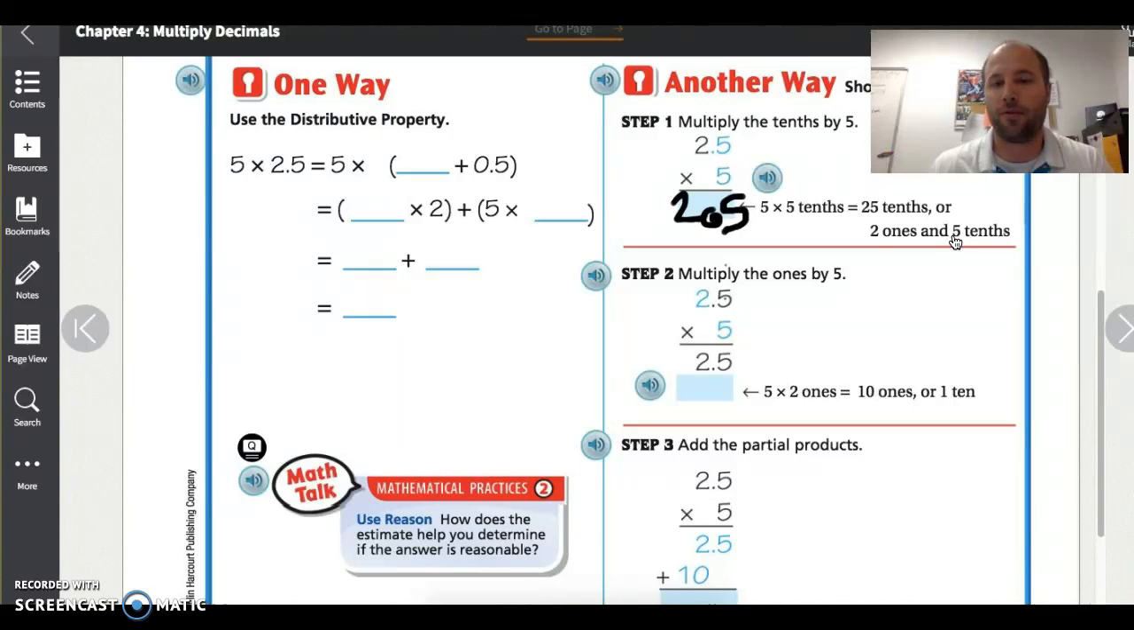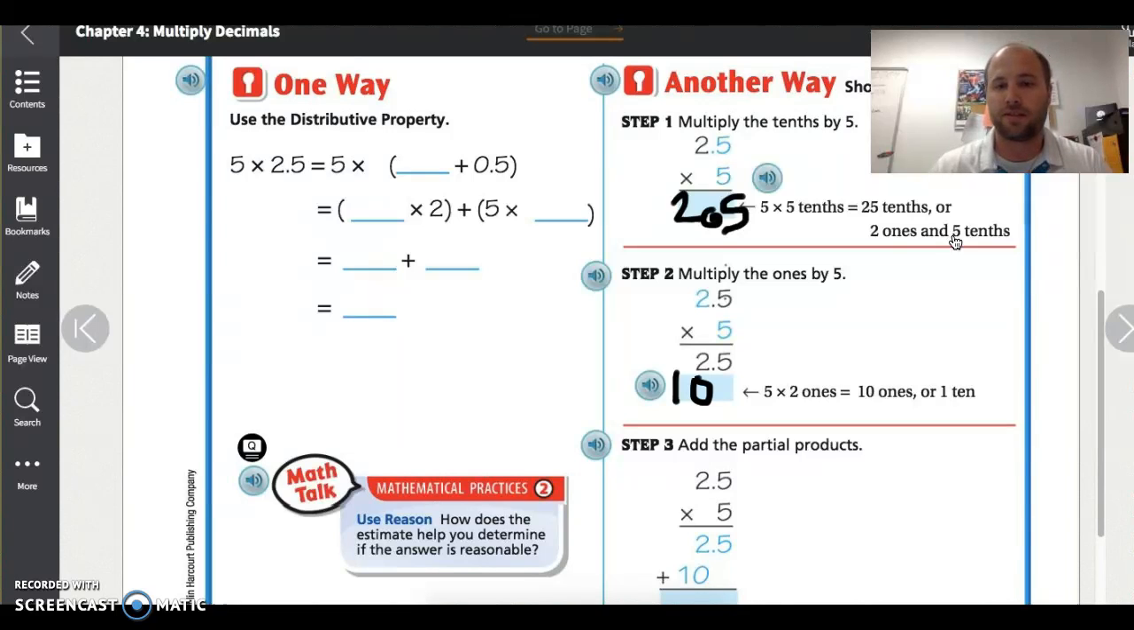So we go 5 wholes times 2 wholes. And anytime we multiply whole numbers, we want to make sure we keep them in the correct place value. So remember, we're not going to work under that 5. We're going to stay over in the whole numbers. And so 5 times 2 is 10.